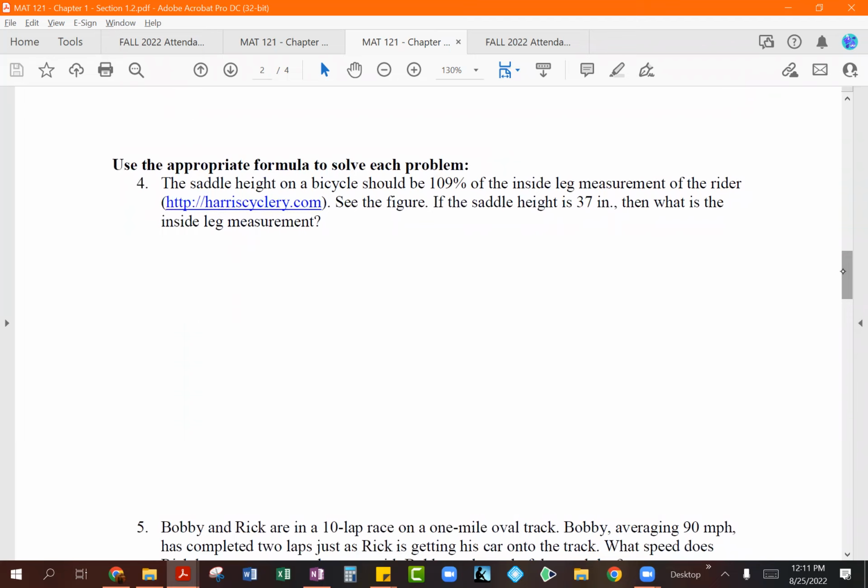This one is talking about how the saddle height on a bicycle should be 109% of the inside leg measurement of the rider.